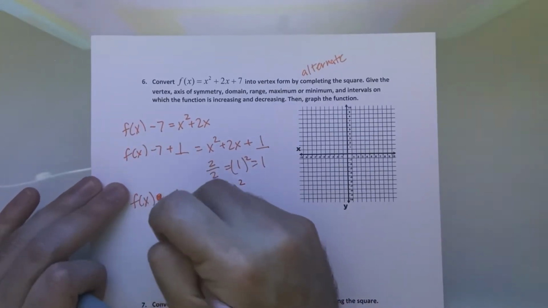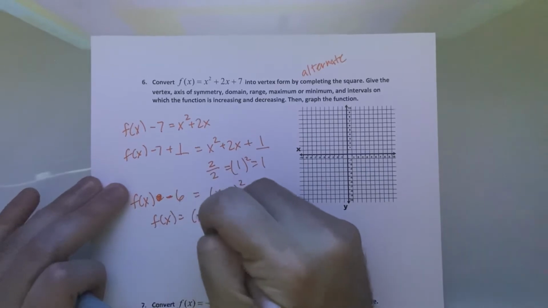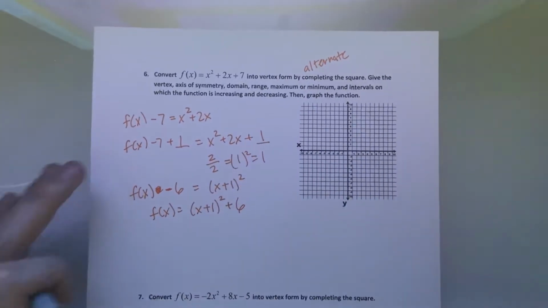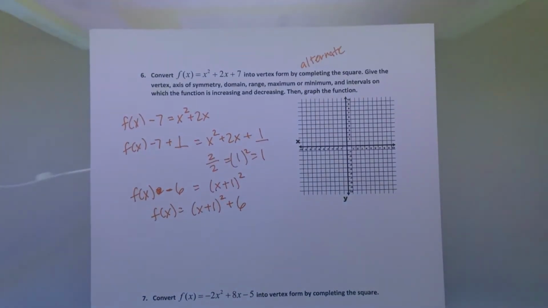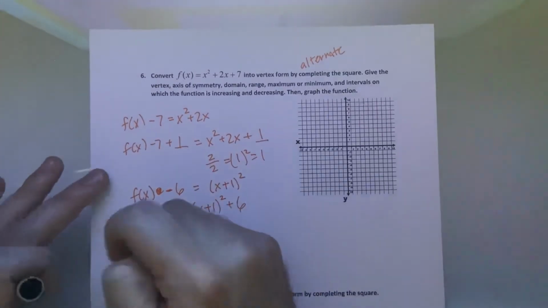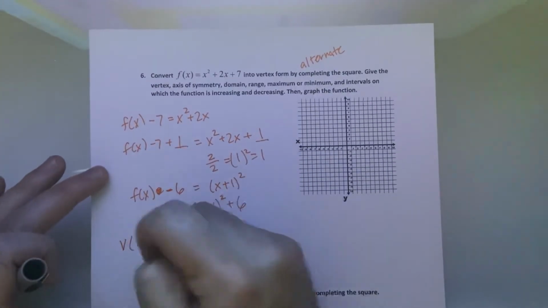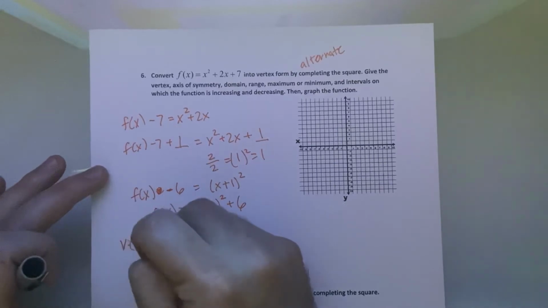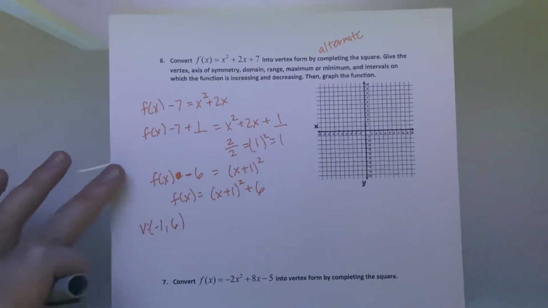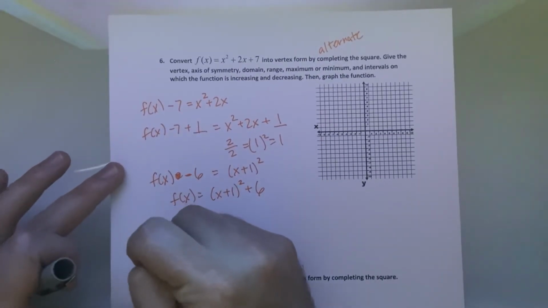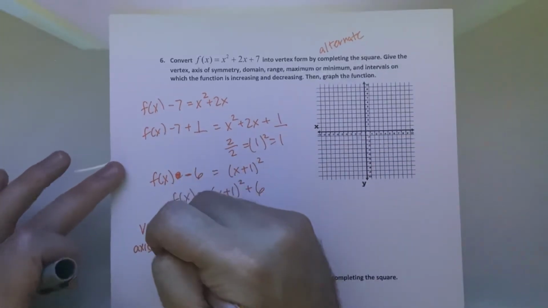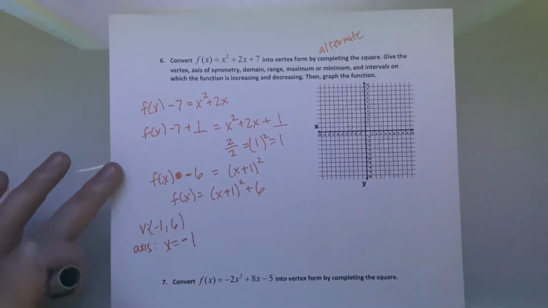Move the 6 back over. So f of x equals x plus 1 squared plus 6. So that's our vertex form. That means the vertex is really easy to find. It's negative 1, 6. Axis of symmetry. Remember, it's a vertical line, and it's always x equals whatever the x value of the vertex is, which is negative 1.